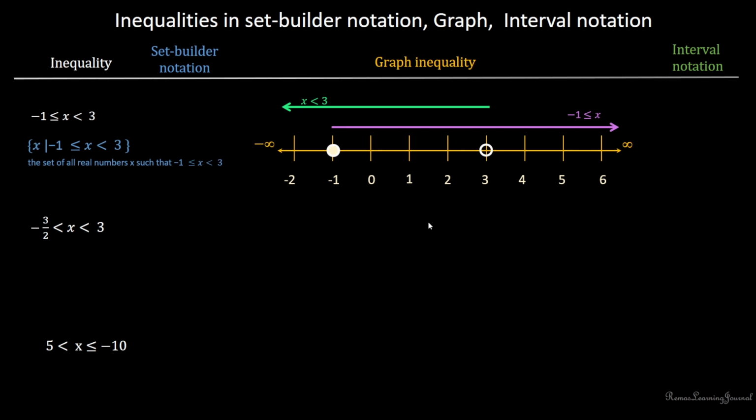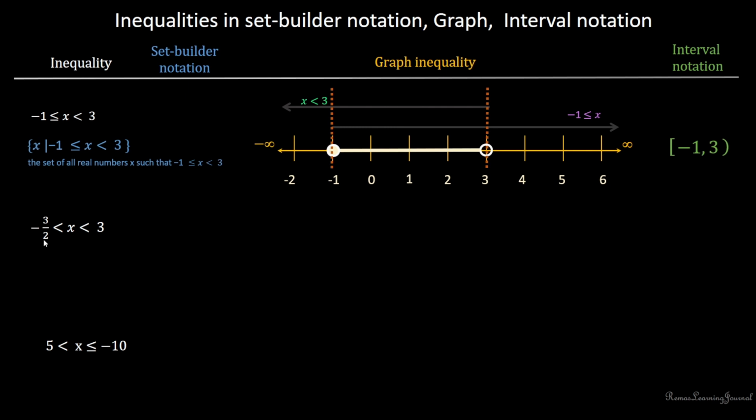The solution for this compound inequality is the numbers shared by both of these inequalities. That is, the numbers between -1 and 3, and let's shade that. Now let's write this solution in interval notation. For that, we pick both endpoints, -1 and 3, and since -1 is included in the solution, we put a square bracket around it, and since 3 is not included, we use a parenthesis around it.